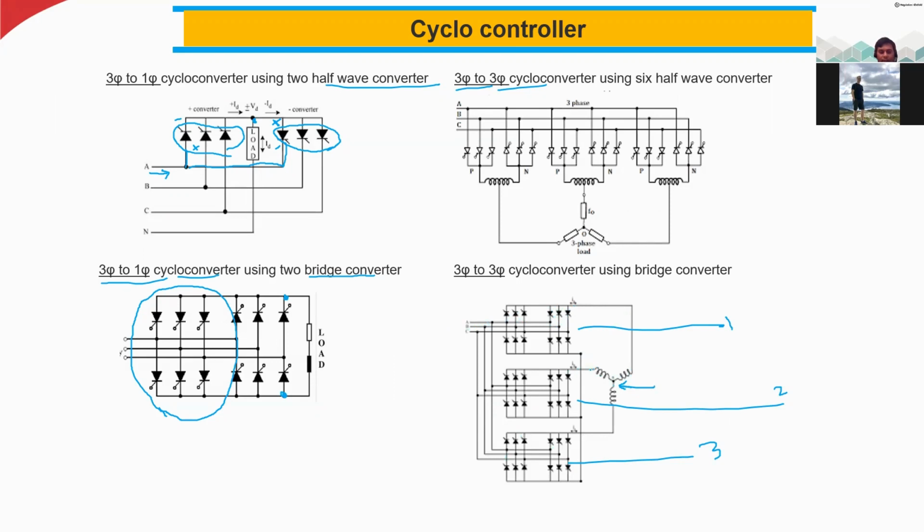And the second bridge is supplying current to the second phase of the output, and then the third phase of the output or the load. So the star connection, delta connection, I think these things you should study in your machinery course.